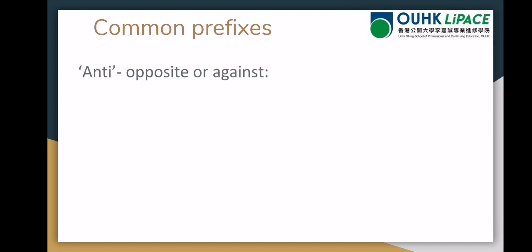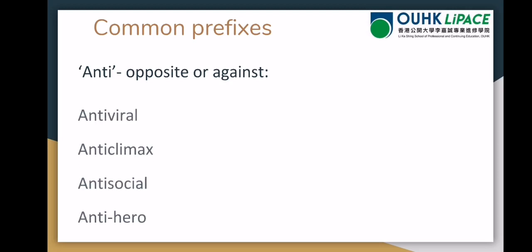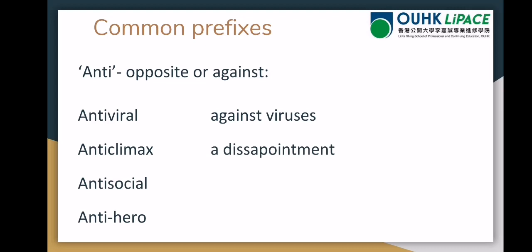And lastly, we have anti, and this is the opposite or anything that is against. So here are my examples: antiviral, anticlimax, antisocial, anti-hero. Antiviral is against viruses, something you use to kill viruses. Anticlimax is a really big disappointment. So if, for example, you're really excited to watch a film, you think it's going to be really good, and you watch it and it's rubbish, then you say that film was an anticlimax. You were so excited for it and it was rubbish, so you're disappointed.